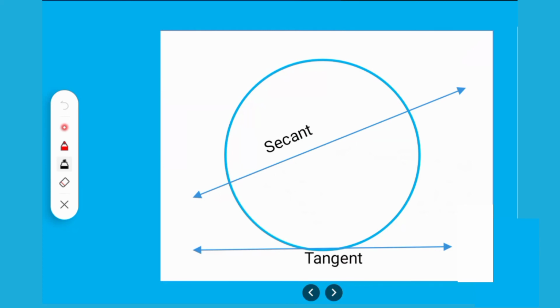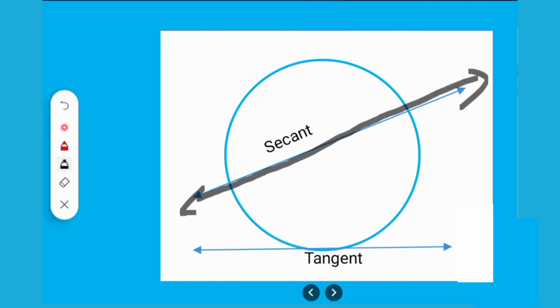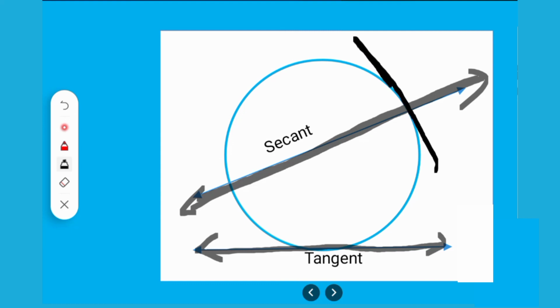Now secant. If one line goes through our circle on both infinite sides, that is called the secant. If that secant is shifted to touch the circumference of the circle, that is called the tangent. The basic difference is that a secant goes through our circle, and if it touches the circumference of the circle, then that is the tangent.